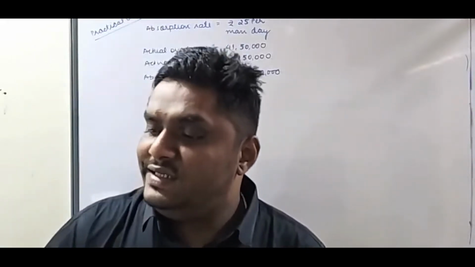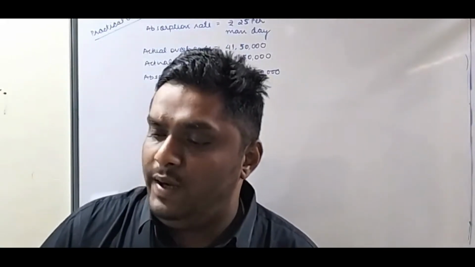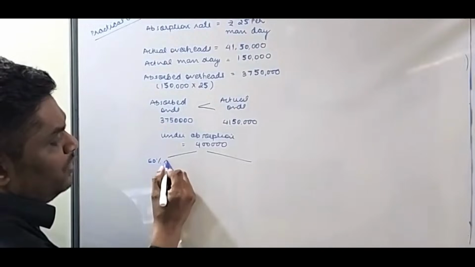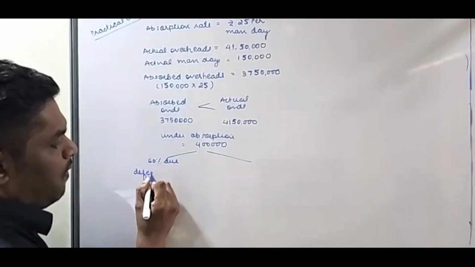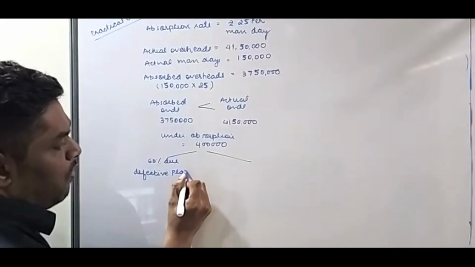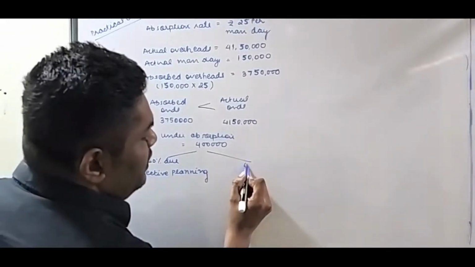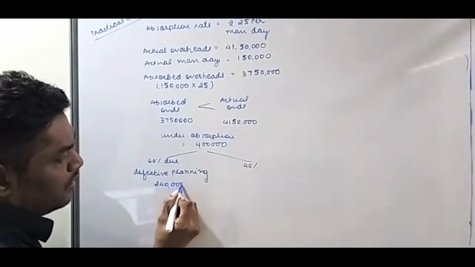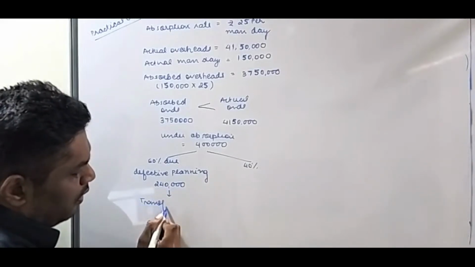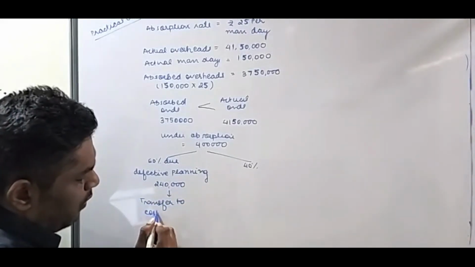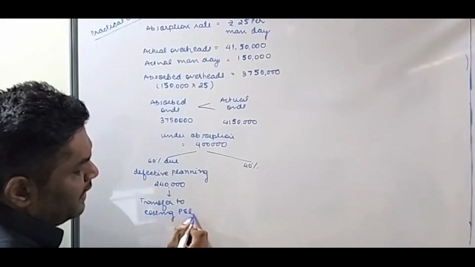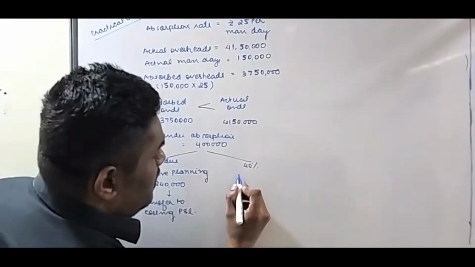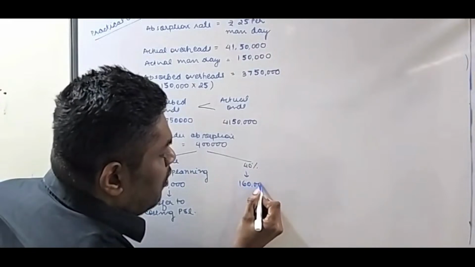Now, it was found that 60% of the under-absorbed overheads were due to defective planning. So 60% due to defective planning, and remaining 40% due to increase in cost. So 60%, that is 2,40,000, we have to transfer to costing P&L. Now remaining 40%, that is 1,60,000, we have to calculate.